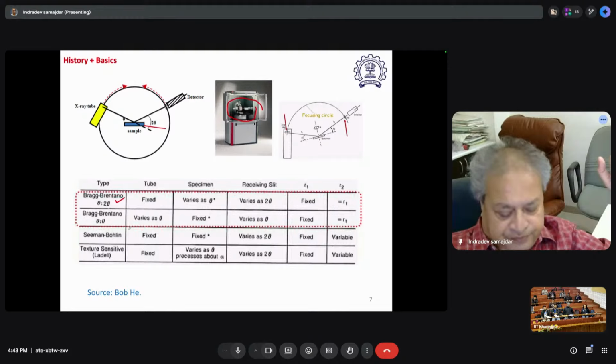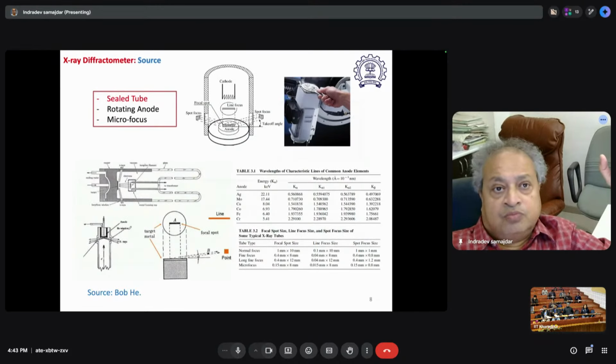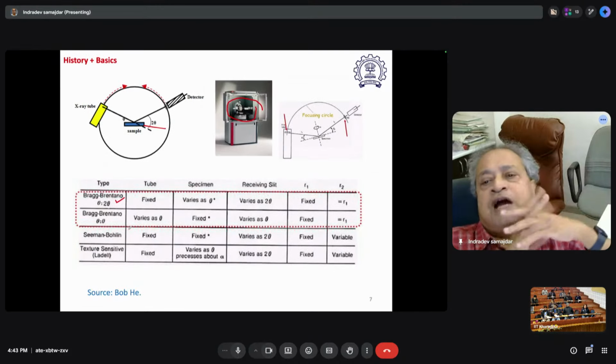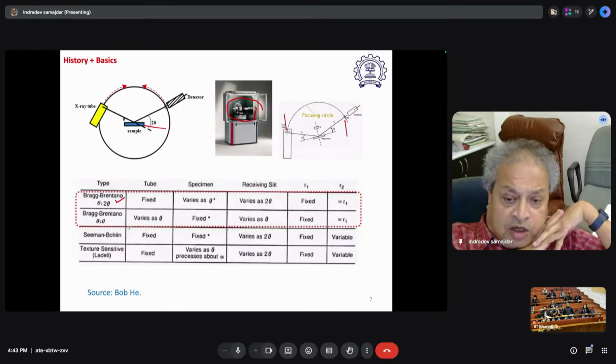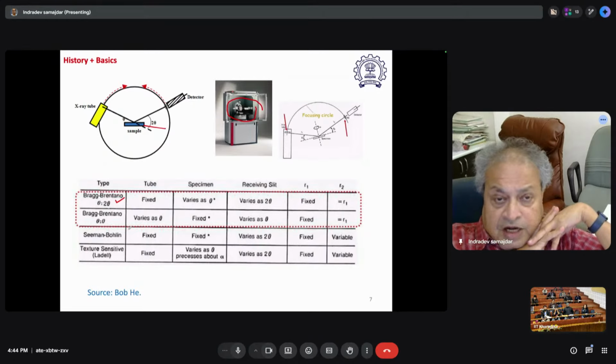We'll come to that. Now, we need to see the machine as it exists today. So I'm going to talk, very briefly, about X-ray sources. I'm going to talk about the detector and the optics. So that's what the machine is. And of course, the goniometer.